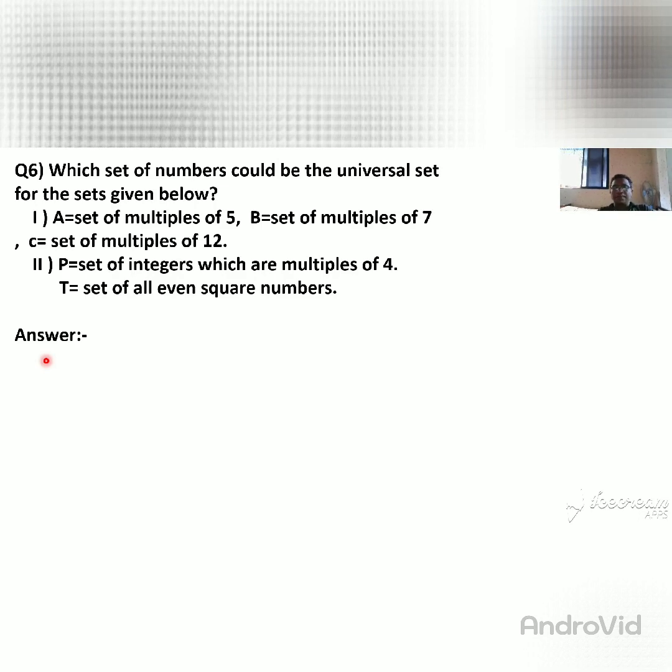5 is multiplied by the first number, 0. Why have I taken 0? Because whole numbers start from 0. So I have taken 0 here. See, here is the set of multiples of 5.